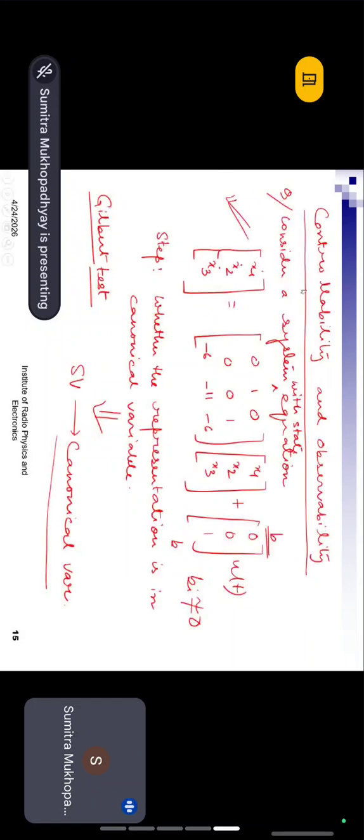So this is your first assignment. You are given this system. Obtain the above state variable representation in canonical variable form. This is the first task.